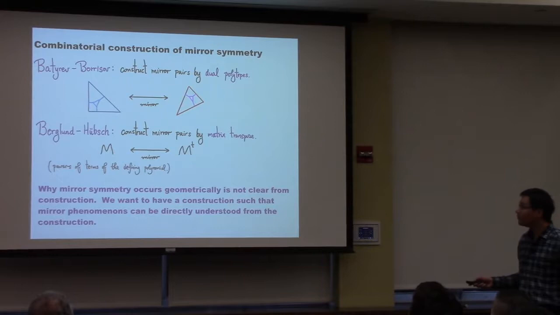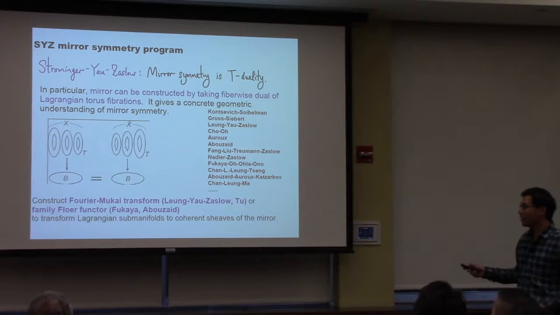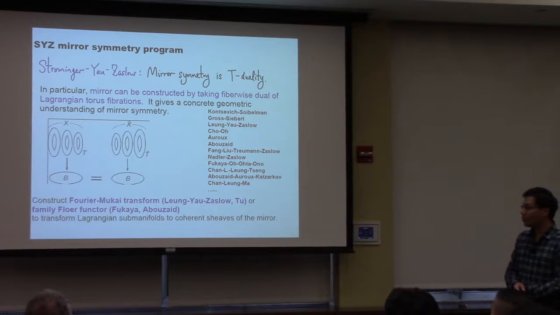This is the proposal by Strominger–Yau–Zaslow, a very successful proposal that mirror symmetry is T-duality. It could be understood by taking the dual of torus fibrations, and it has brought a lot of input from a long list of people working on the SYZ program. It gives a concrete geometric understanding of mirror symmetry. I'm not going to repeat it because Professor Yau has already given us a very good review on that. It explains mirror symmetry by the Fourier–Mukai transform, in the work of Leung–Yau–Zaslow and Chan, from the point of view of Mukai and Hosono, transforming Lagrangian submanifolds to coherent sheaves of the mirror.